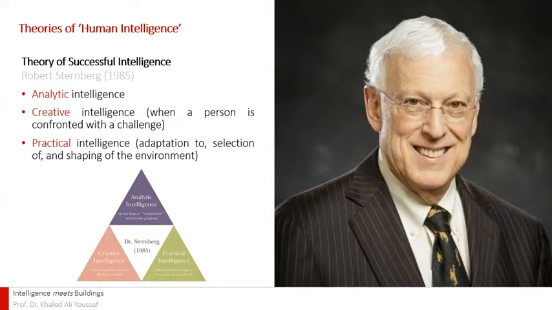According to the theory of successful intelligence developed by Sternberg in 1985, intelligence can be classified into three main categories. These categories are analytical intelligence, which means the ability to analyze, creative intelligence, which means innovative solutions, especially when confronted with challenges, and practical intelligence, meaning the adaptation to the environment.